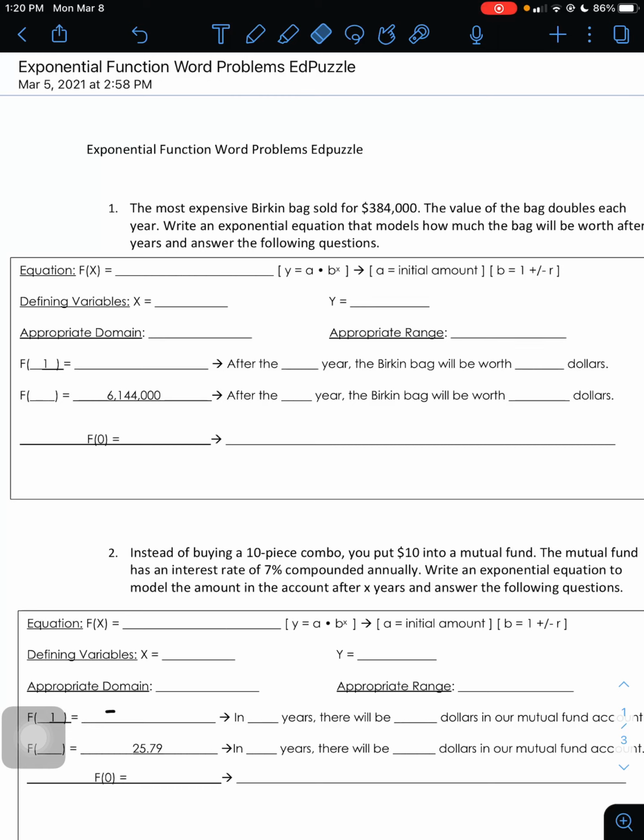Good afternoon, you guys. This EdPuzzle is just going to take a look at those exponential function word problems that we took a look at in class. We're going to define those variables, make sure we have an appropriate domain and range, and then just write sentences within the context of our word problem.